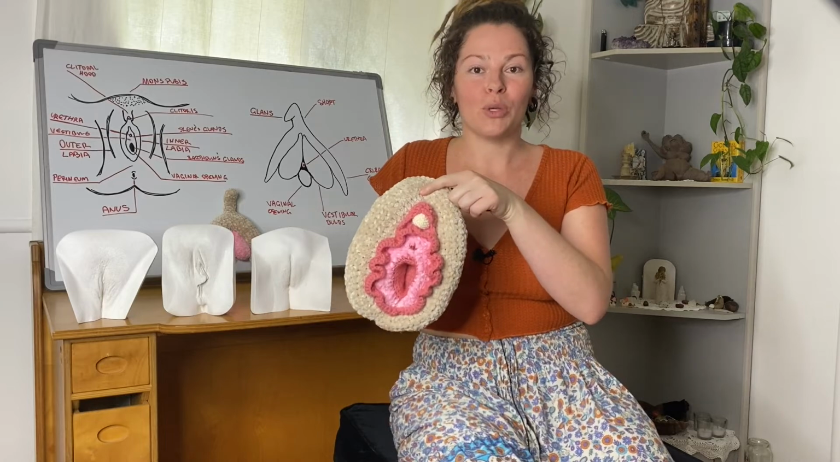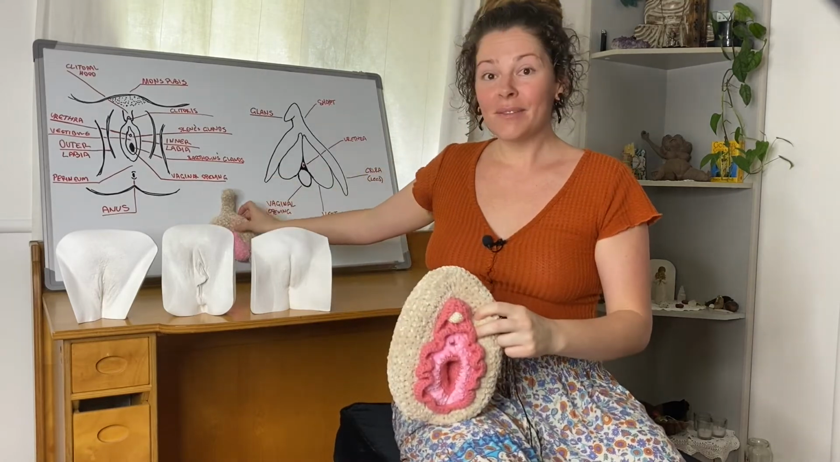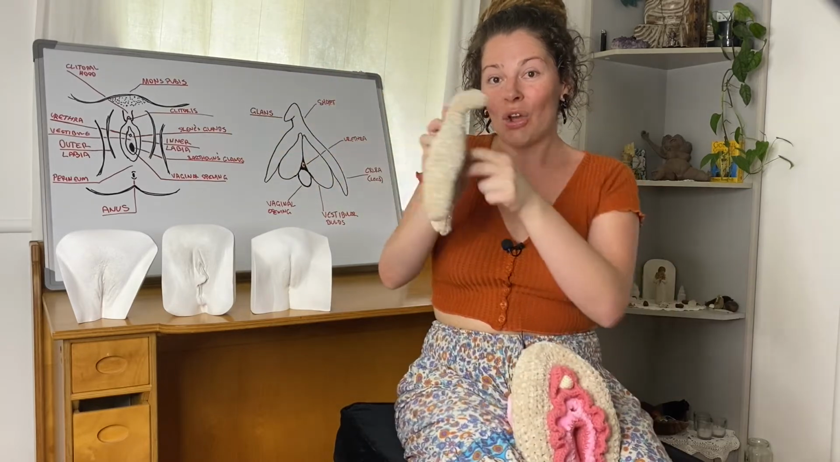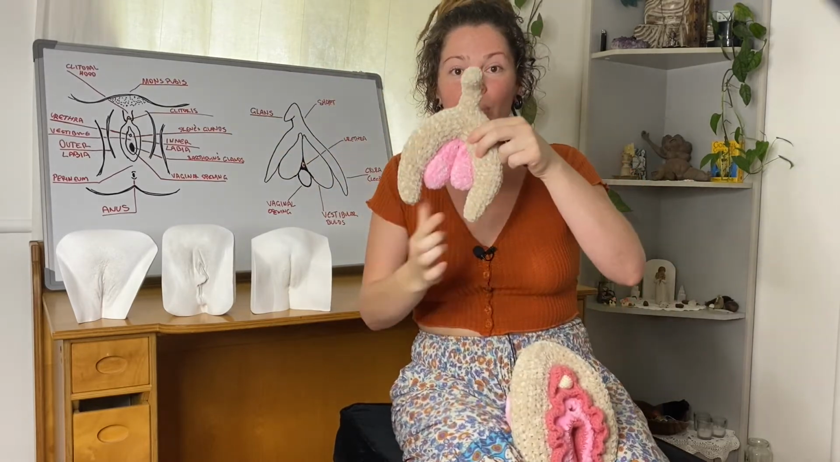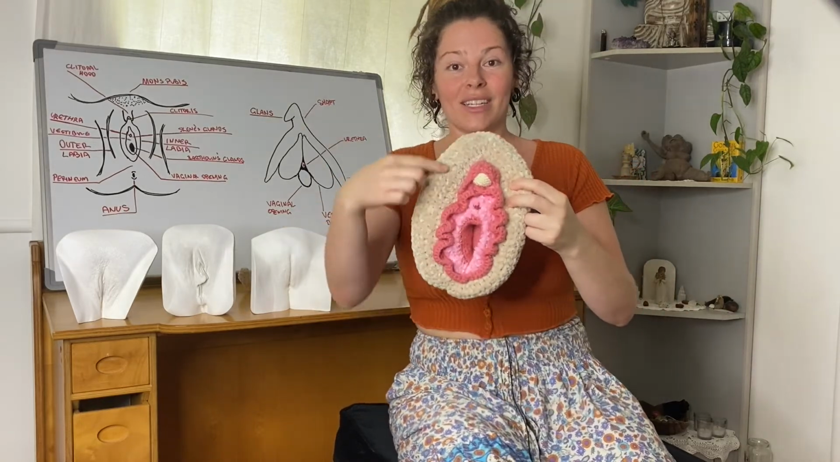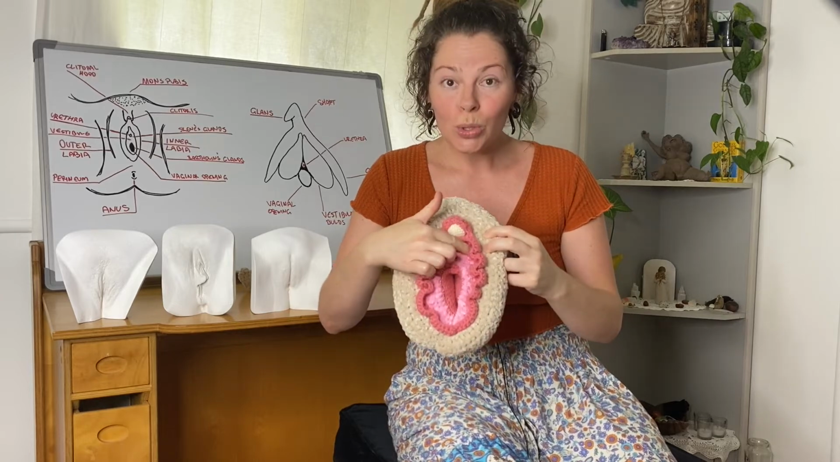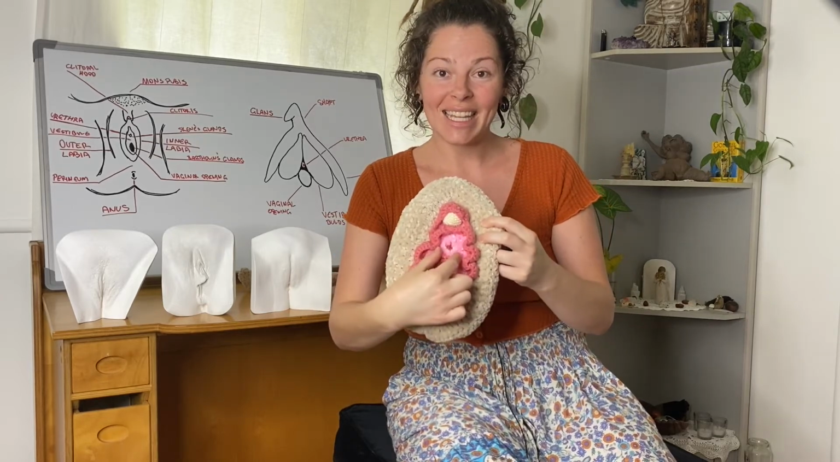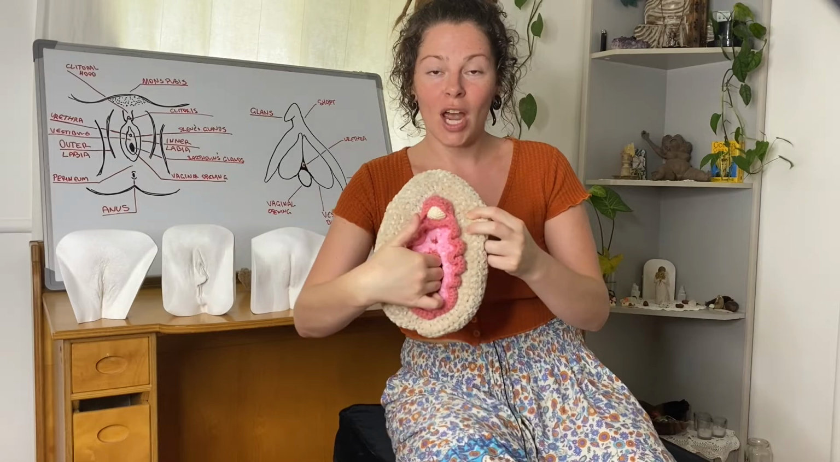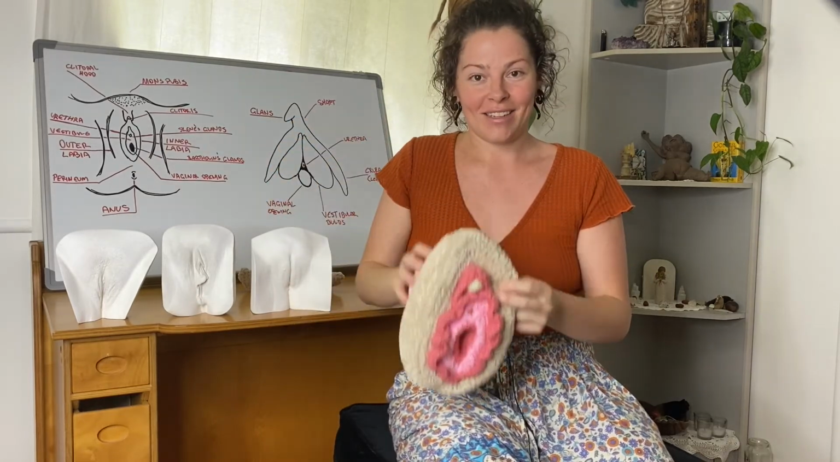We've got the mons pubis, we've got the clitoral tip and the hood, the clitoral shaft, the legs known as the crura, the vestibular bulbs, we've got the inner and outer labia, we've got the vulvar vestibule, we've got the urethra, the Skene's glands, the Bartholin's glands, the vaginal opening, the G-spot, the perineum, and then the anus.